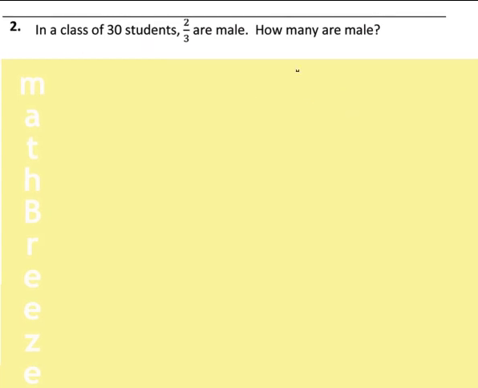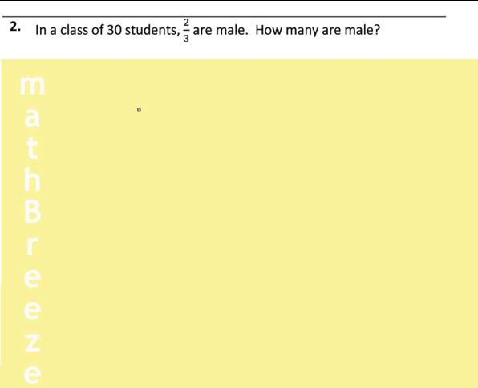Now, the next question is similar. It says, in a class of 30 students, 2/3 are male. How many are male? Well, again, if we divide the class into thirds, we have 10 students, 10 students, 10 students for each third. Two of those thirds are male, so 10 plus 10 is 20, so 20 are male. So there we did it just using common sense.